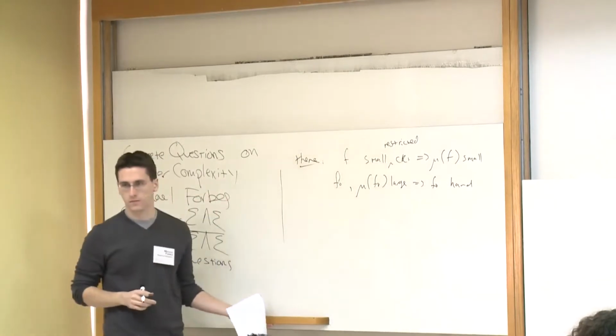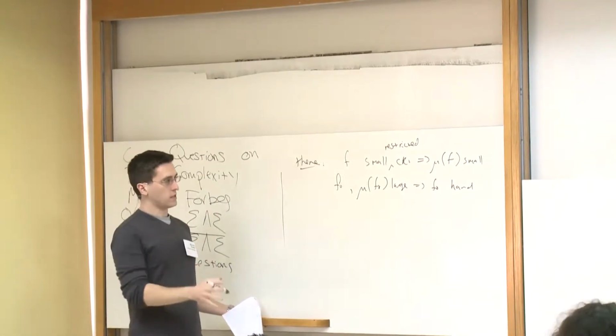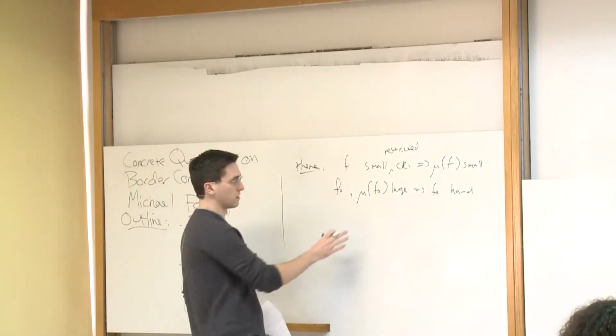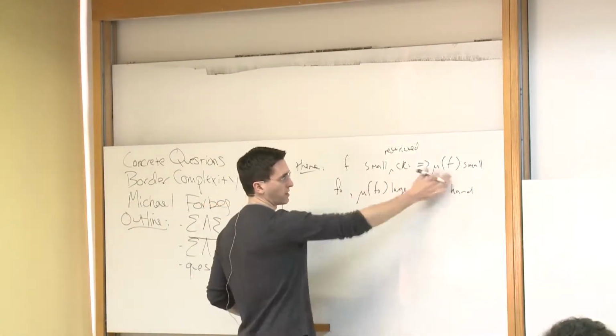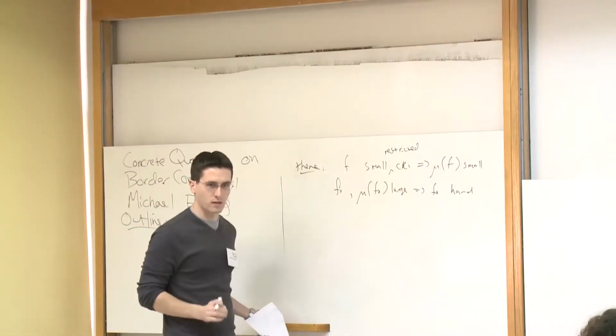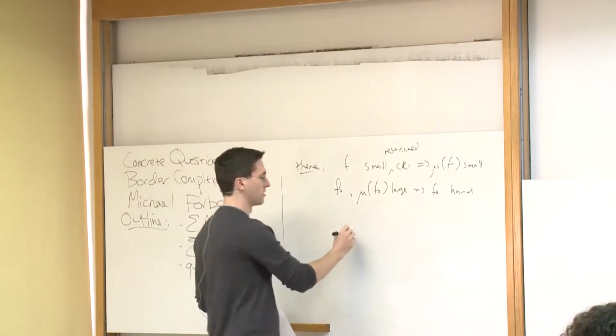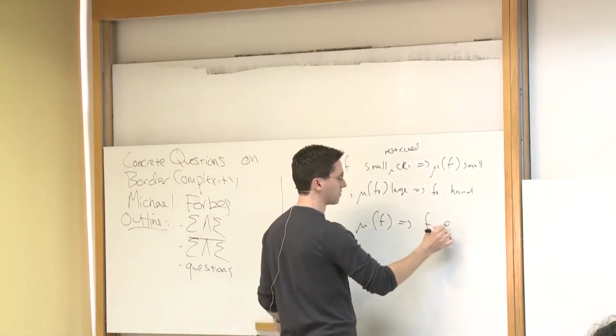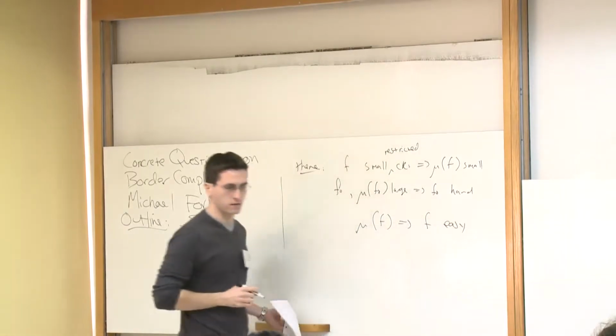I want to put this picture a little bit differently. This is an implication, and it's great for lower bounds, but I don't want to be heretical. I'm a complexity theorist, but I really want to ask about upper bounds. So suppose that F is small. Does that mean that F is easy? This is the question.